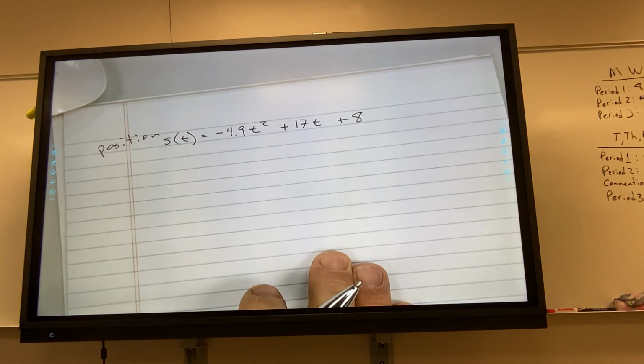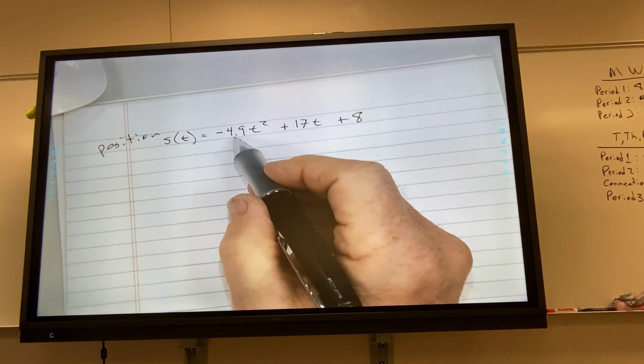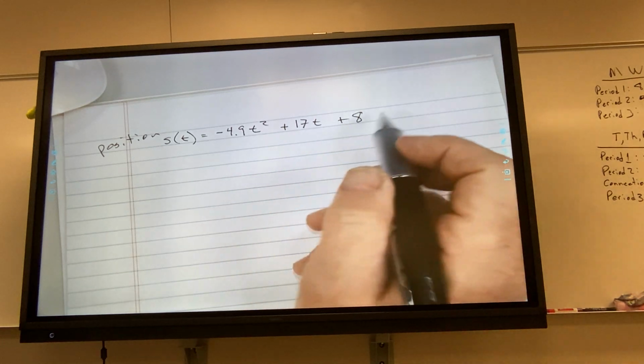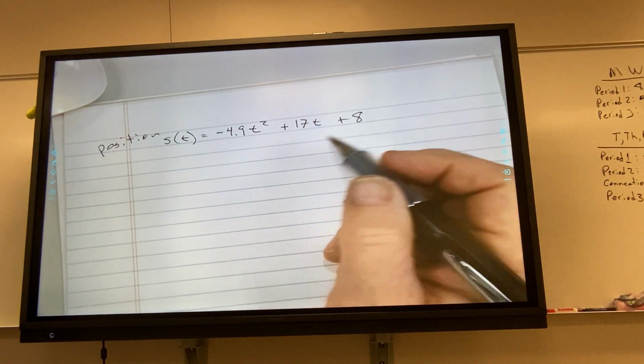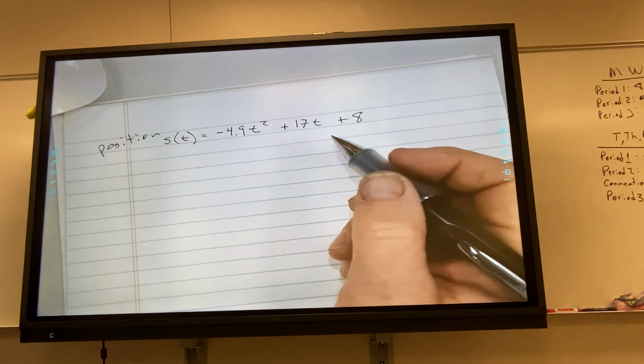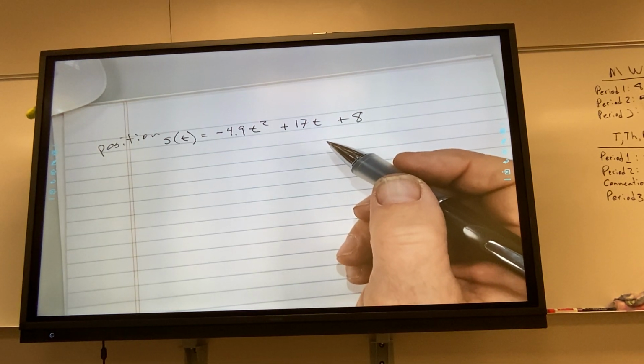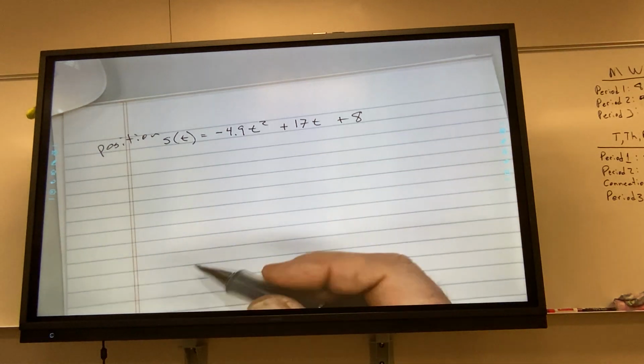Okay, so if I put 1 in there, I'd have a negative 4.9 plus 17 plus 8, and I'd get, I think, like 20.1 feet. Is everybody okay with that? That's how high off the ground it is. Okay, everybody with me on that?